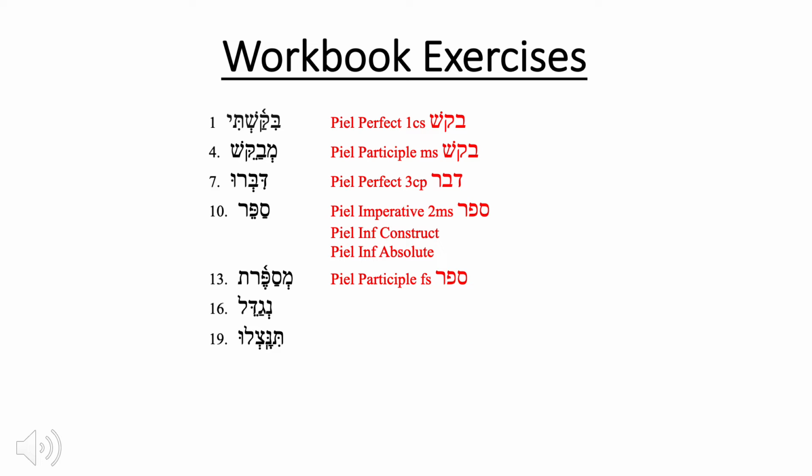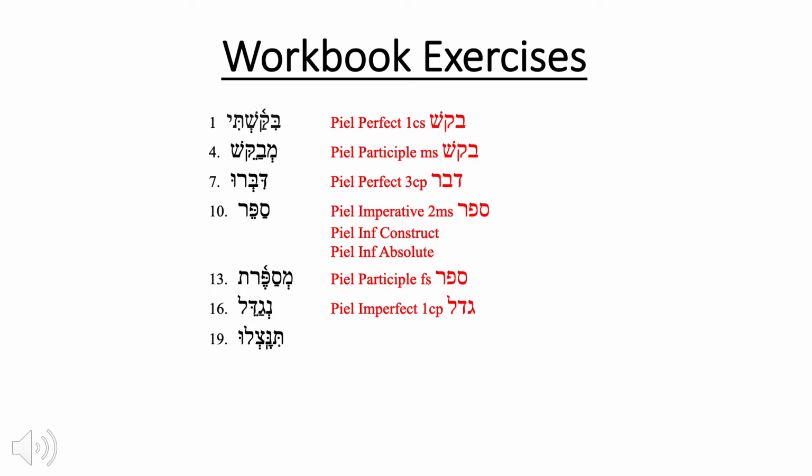What about number 16? Number 16 is a Piel imperfect 1CP. We see the nun prefix marking the imperfect. We see the shewa underneath the nun that tells us this is a Piel. With the dagesh in the dalet, we also see that it's a Piel. So a Piel imperfect 1CP.